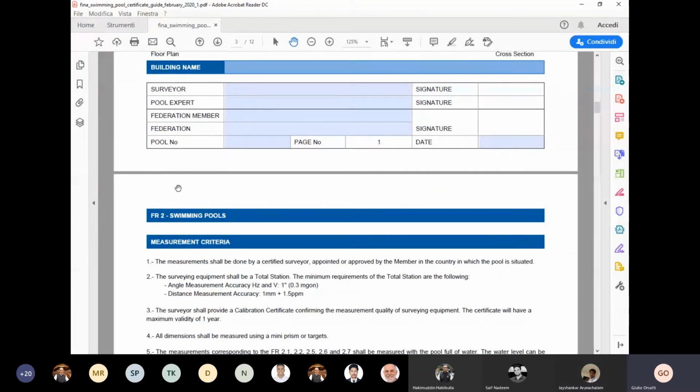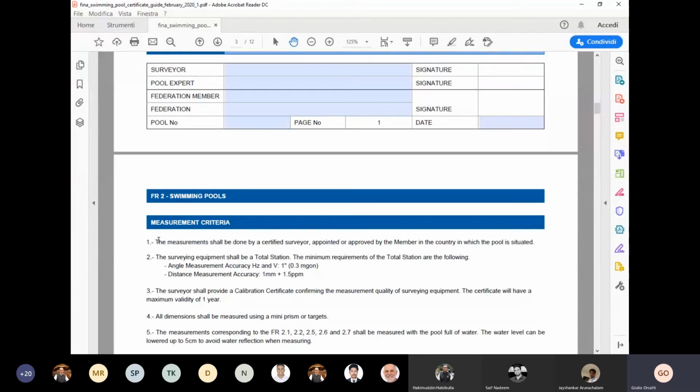Starting from the surveyor, who is identified very clearly in the measurement criteria that you can see here. So it shall be done by a certified surveyor appointed and approved by the member in the country in which the pool is situated. So it is important to define a surveyor that is known to the federation as reliable to take the measurements of the pool, to the local federation. So not by FINA, but by the Indian Swimming Federation, for example.